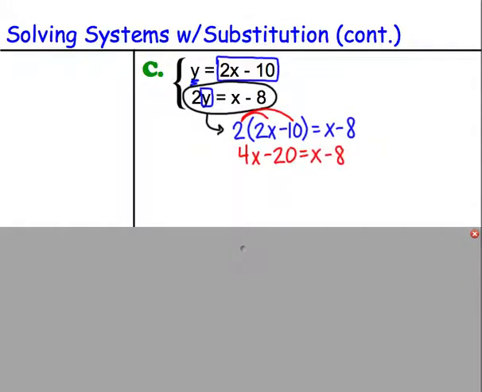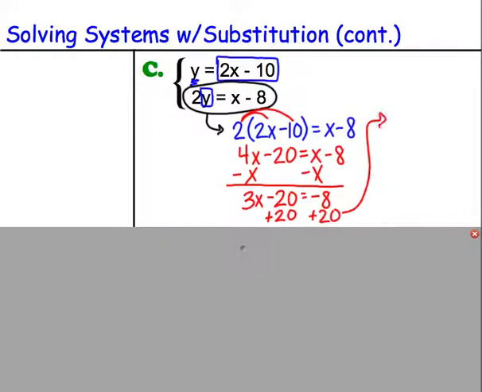Then we can subtract x from both sides. Remember, the reason why we're subtracting x is because x is originally positive, which gives us 3x minus 20 equals negative 8. Then we can add 20 to both sides, which will give us 3x equal to 12. Divide both sides by 3, which gives us x equals 4.